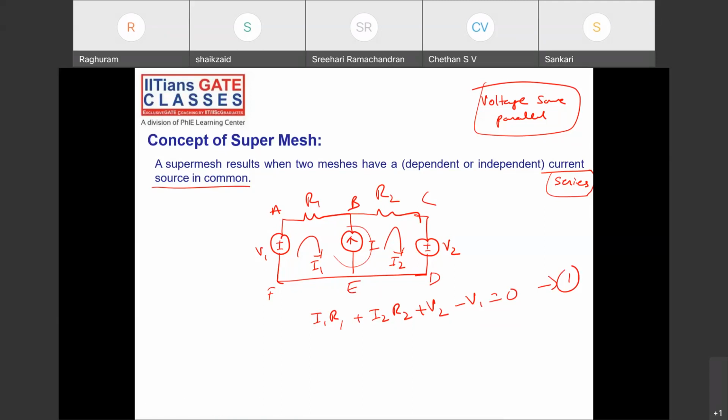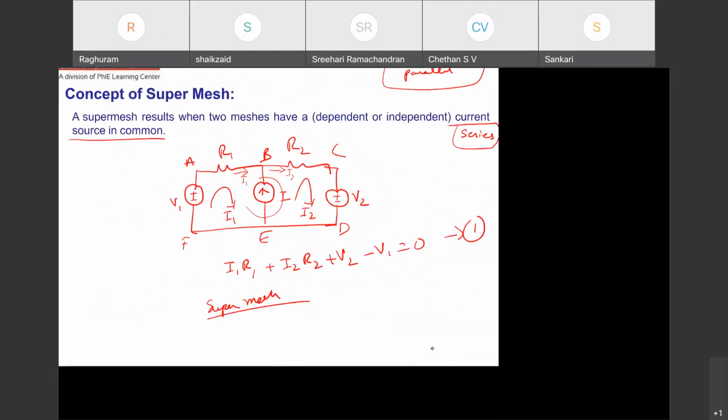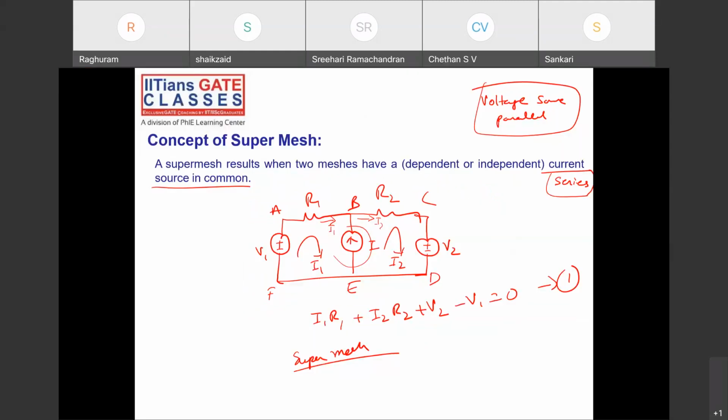Next, what will be the super mesh equation? The current here is I1 and this is I2. What will be I? What are the entering currents here? Entering currents: I plus I1 is equal to leaving current I2, or I is equal to I2 minus I1. Okay, so two unknowns and two equations, solve for I1 and I2. Clear? Concept of super mesh.